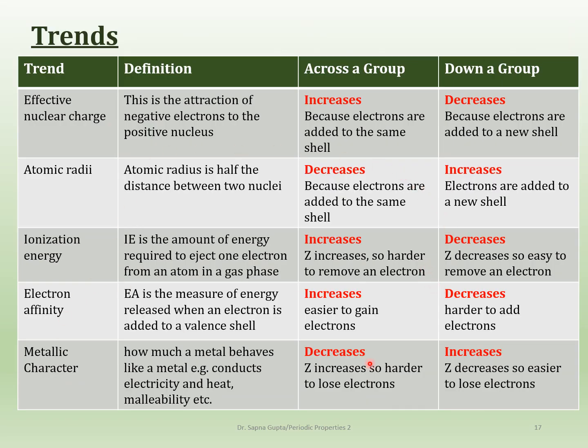Here are all your trends in one table, and you can read this on your own. I'm not going to do this because it is way too much for me to read for you, but these are all the trends that we have talked about. I've given it to you according to groups and rows. So across should be a row, not a group: across a row and then down a group is the definition.